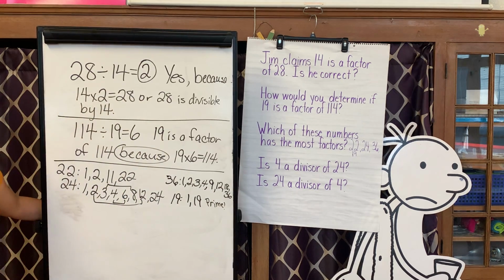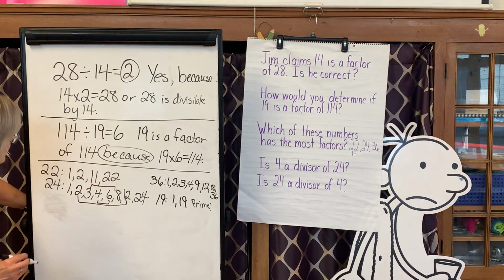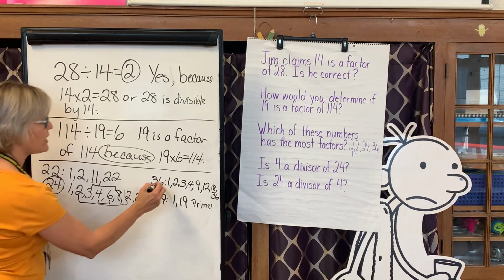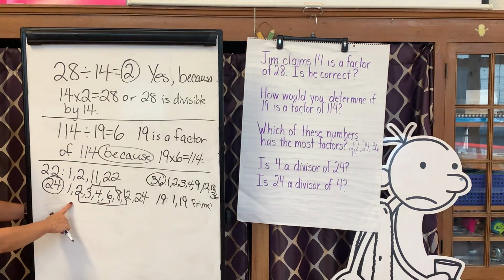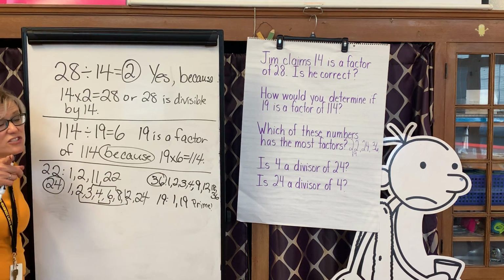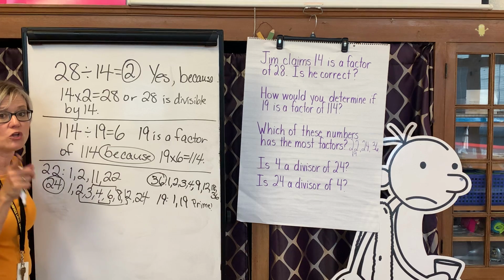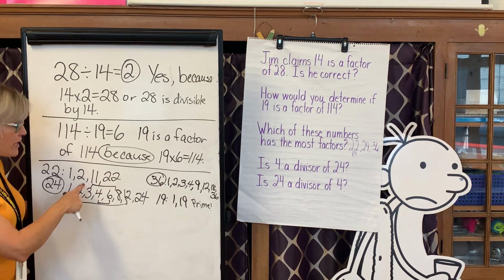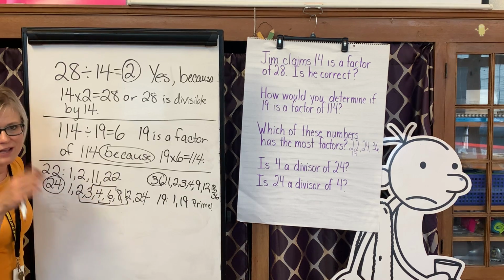Okay, so which one has the most factors? Well, we have a tie. It's a tie between 24 and 36. Now you'll notice here I matched up the factor pairs. It's a good idea to do that to make sure that you have them all. It's very easy to accidentally leave one out. If you match them up, that'll never happen.